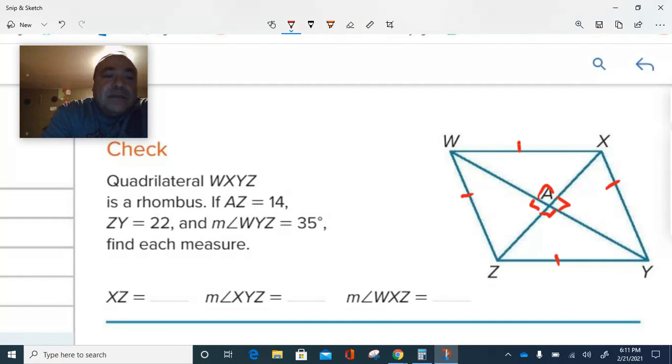So if ZY is 22, this distance, and the angle W, Y and Z. So this angle right here, guys, this angle is 35 degrees. They want you to find the whole information, the other one, okay?